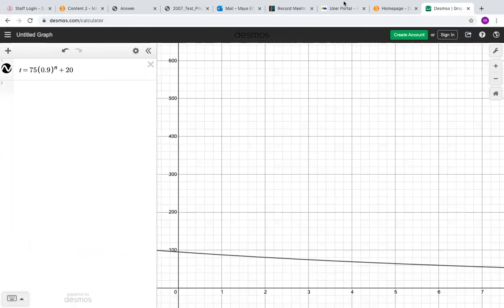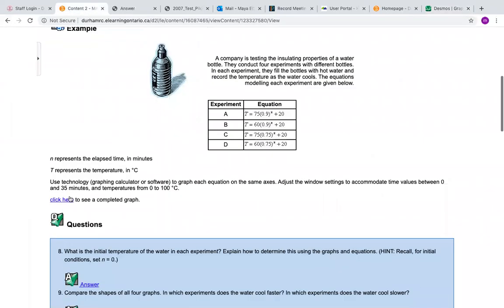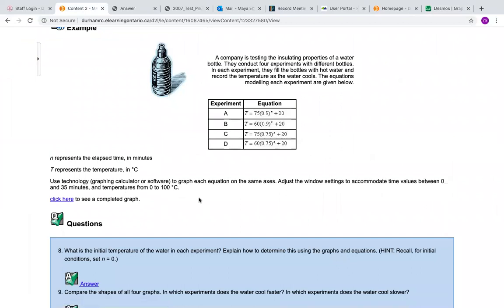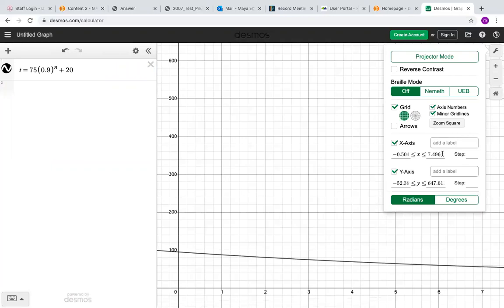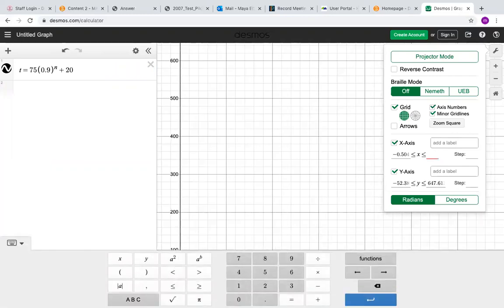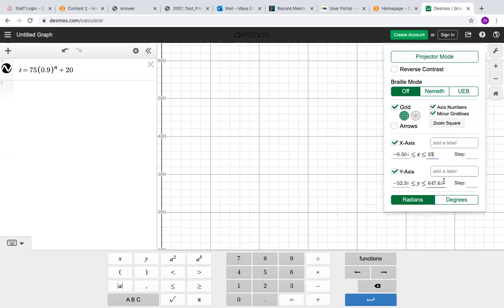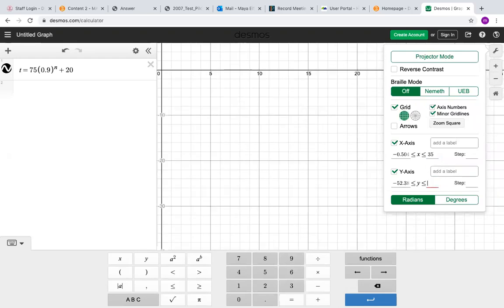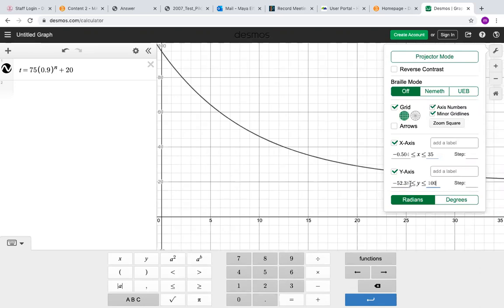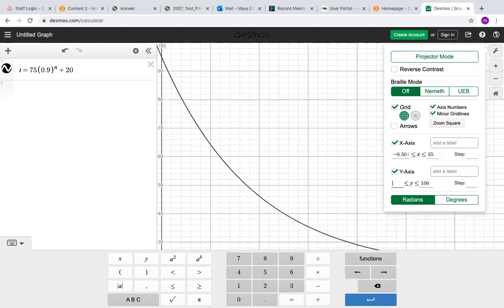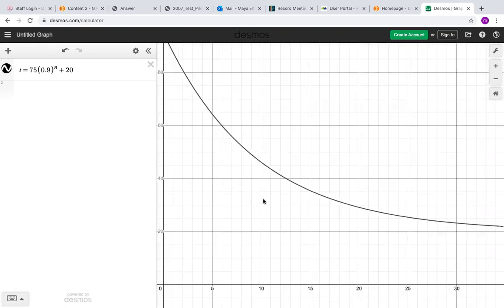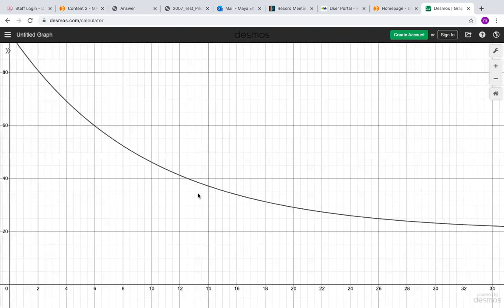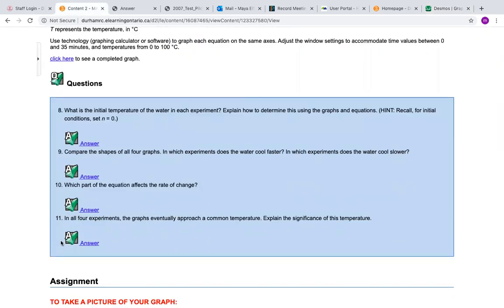Okay, now they told me to set up my parameters to be between 0 and 35 and 0 and 100. Okay, so I'm going to go here, 0 and 35, and 0 and 100. All right, so here's one of my graphs. Okay, you can graph all 3 of them or all 4 of them, and then you can answer these questions.